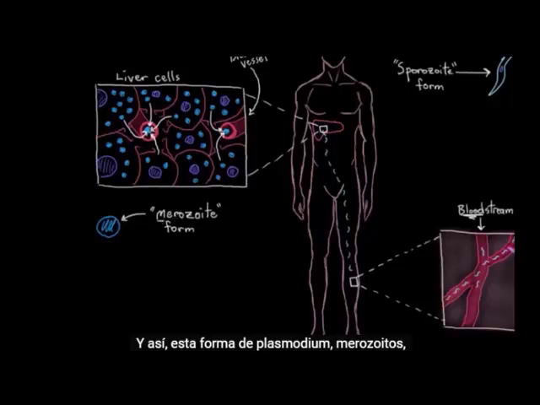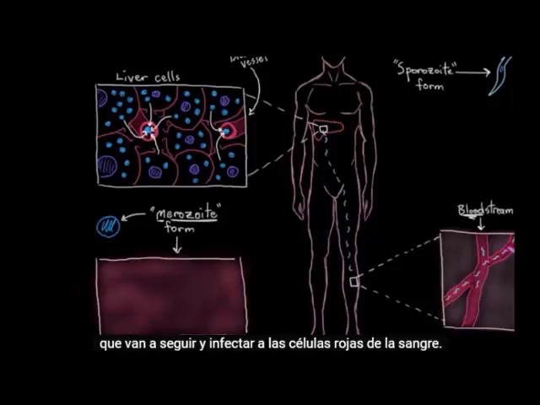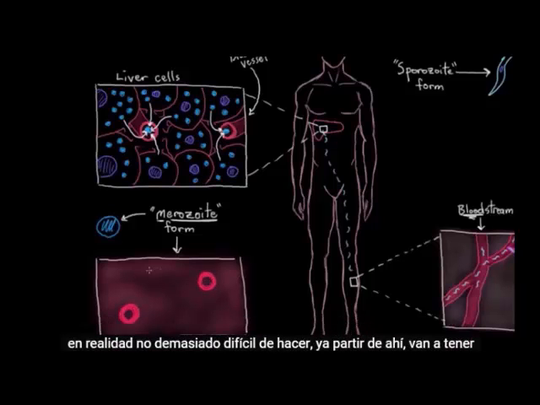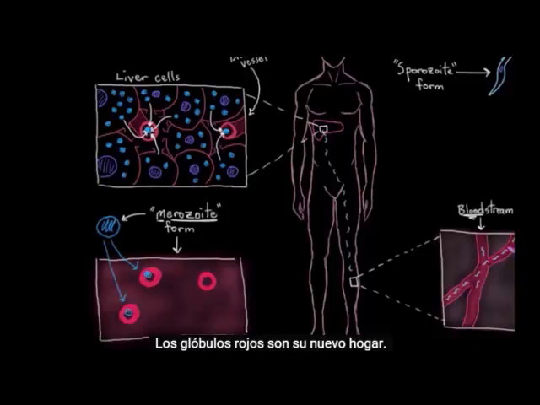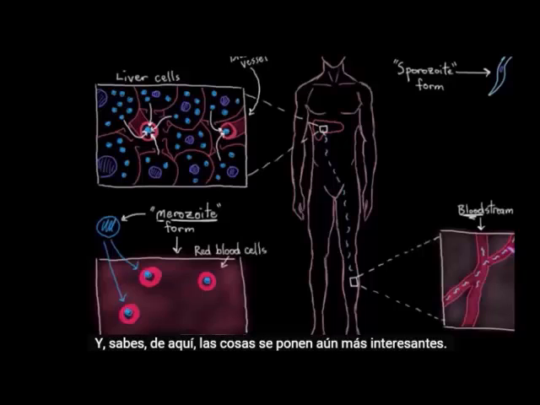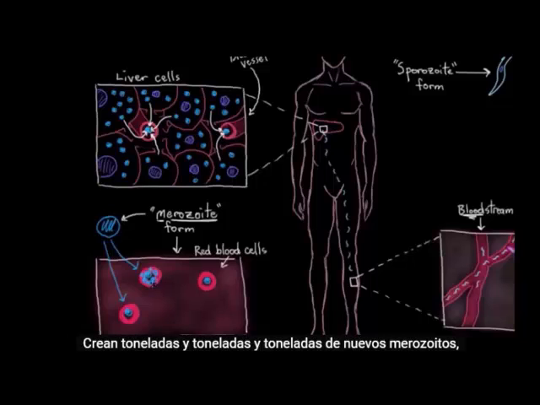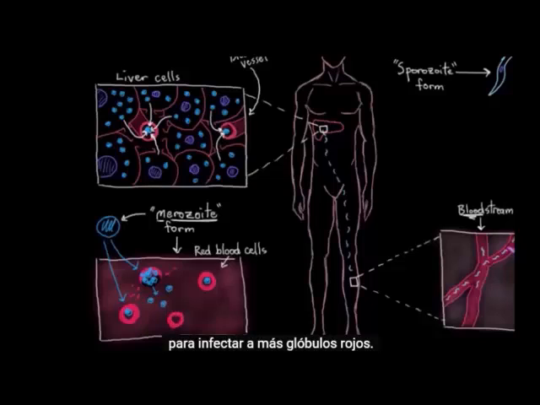And so this form of Plasmodium, merozoites, they're going to go on and infect our red blood cells. So they'll find red blood cells in our bloodstream, not really too hard to do, and from there they'll get inside them. Red cells are their new home. And you know, from here, things get even more interesting. So some of the merozoites do exactly what they did in the liver cells. They asexually reproduce. They create tons and tons of new merozoites, which burst out of the red blood cells and go on to infect more red blood cells.